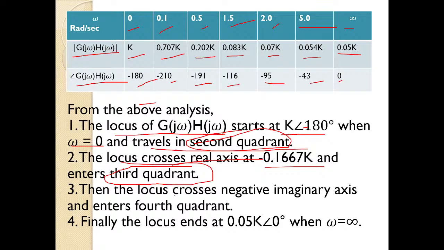And if the locus crosses the negative imaginary axis or positive imaginary axis, depending on that, since it is entering the third quadrant, in order to reach omega equal to 0, as I said, it has to definitely pass through the negative imaginary axis to enter the fourth quadrant. So finally, the locus will end at 0.05 K at an angle of 0 degrees. Let us see that plot.